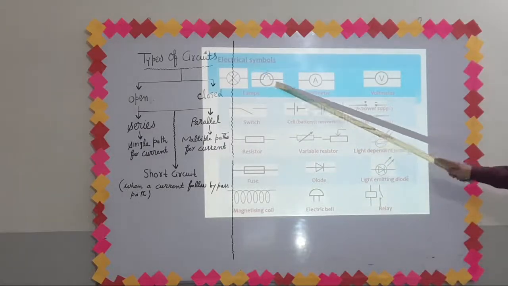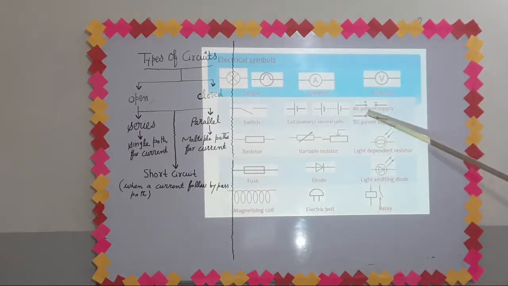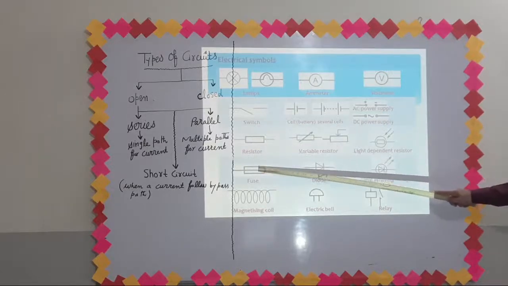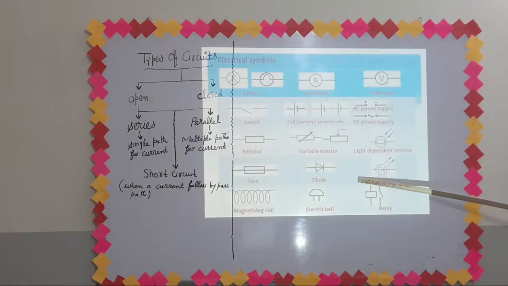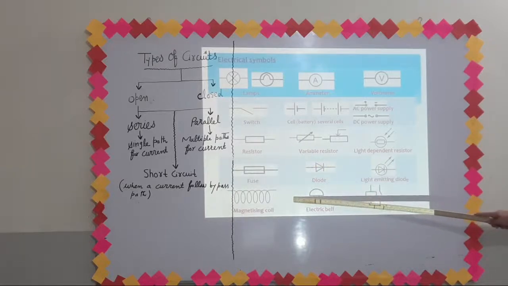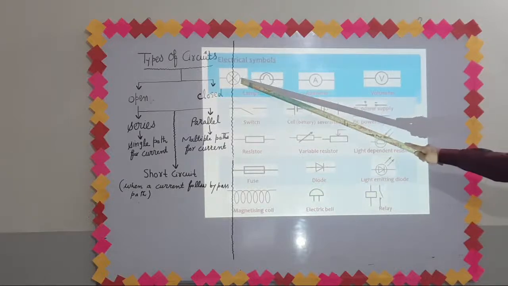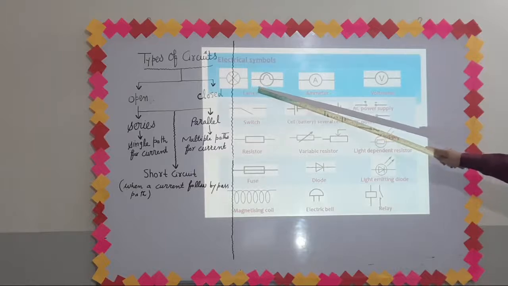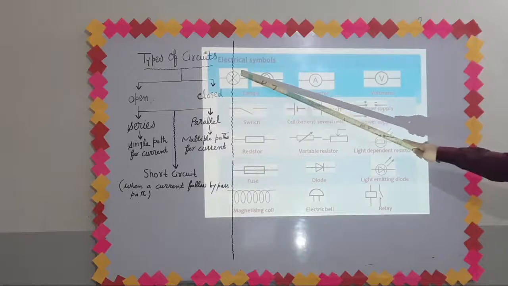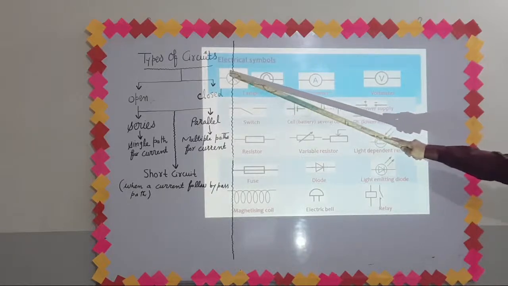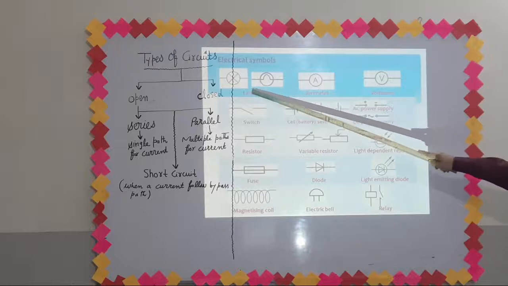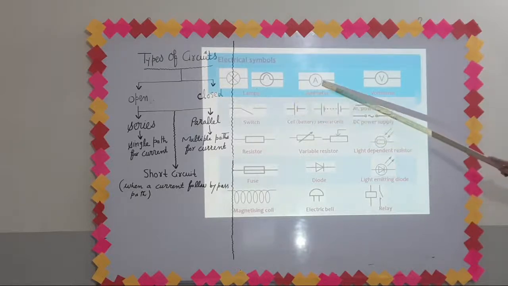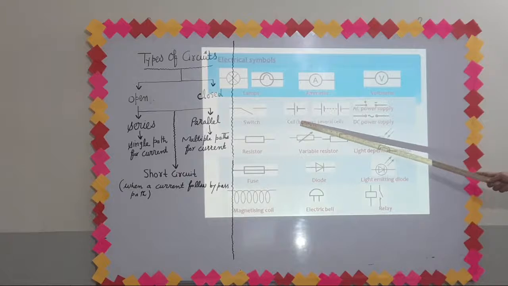These are different symbols for different devices and instruments which are used in drawing electrical circuits. The most important symbols are, this is the symbol of a lamp. Both of these two symbols are used for lamp, but in our past papers, mostly this symbol, a circle with a cross, is used for denoting a lamp or bulb. This is the symbol of an ammeter. Ammeter is used to measure current.